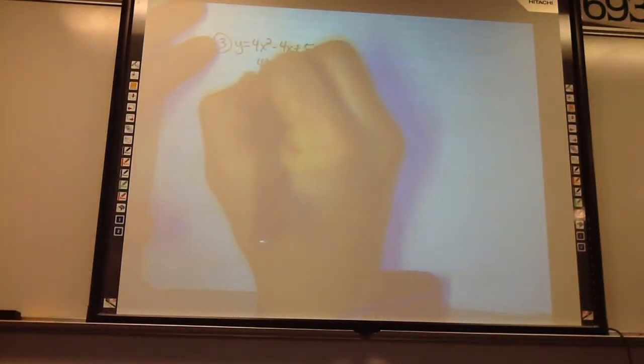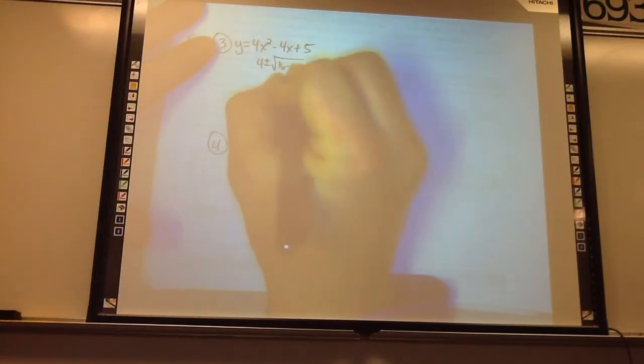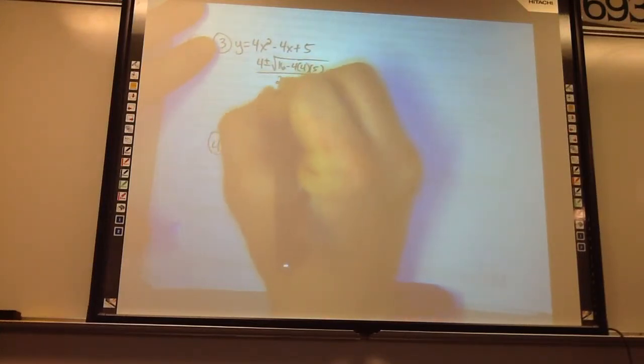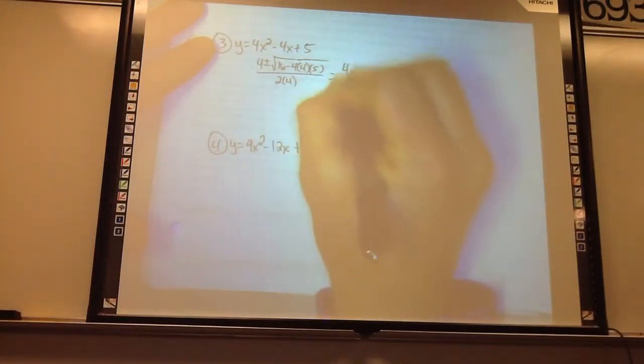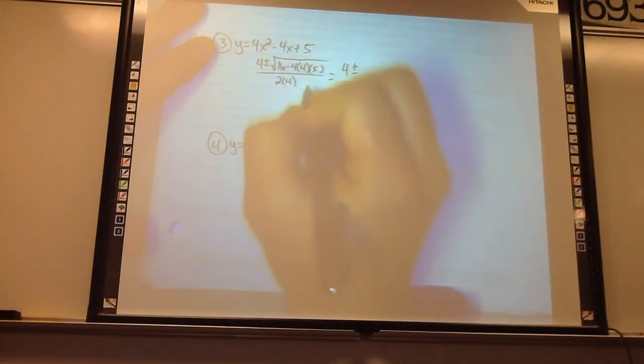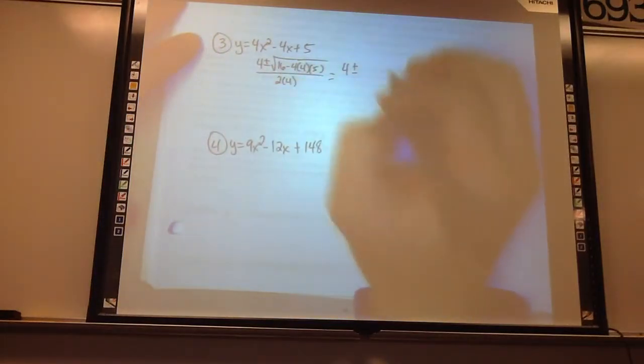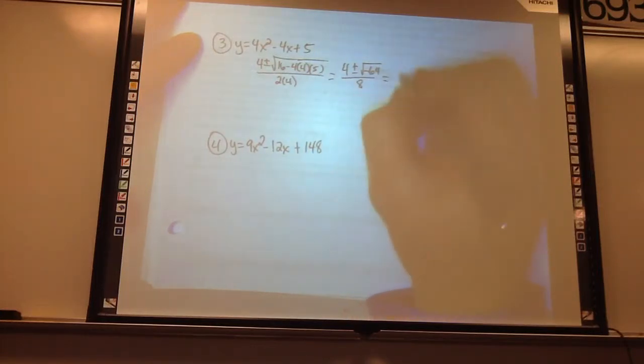Negative b plus or minus. Let's see. 4 plus or minus. 4 times 4 is 16 times 5 is 80. 16 minus 80 is negative 64. Oh, I gave you guys easy ones. Great. The square root of negative 64 is just 8i. So you have 4 divided by 8, 1/2 plus or minus i.